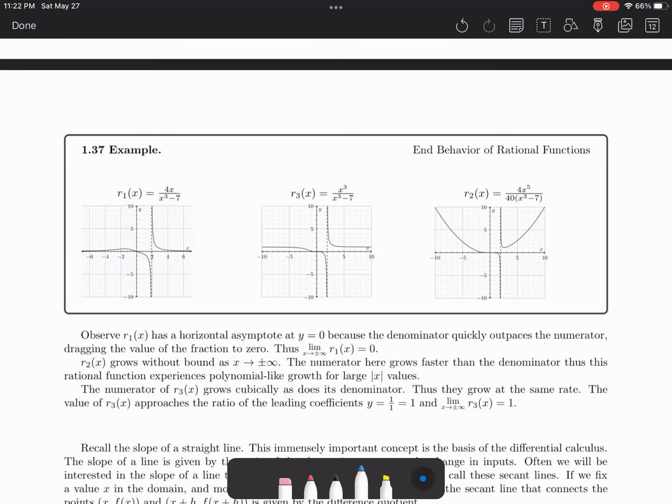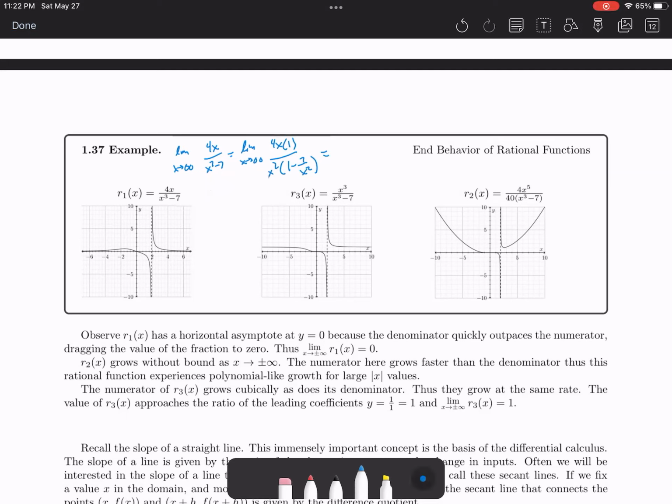Let's show this with limits. If I look at the limit as x gets larger and larger of 4x over x cubed minus 7, we'll do the same trick that we did with polynomials, and we'll factor out the most powerful term from both numerator and denominator. I get a 4x times a 1 in my numerator. I get an x squared times a 1 minus 7 over x squared in my denominator, if I pull an x squared out of x cubed minus 7.